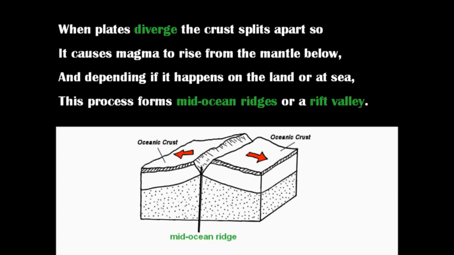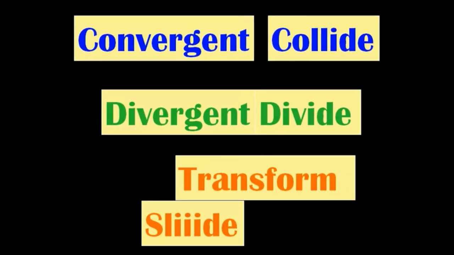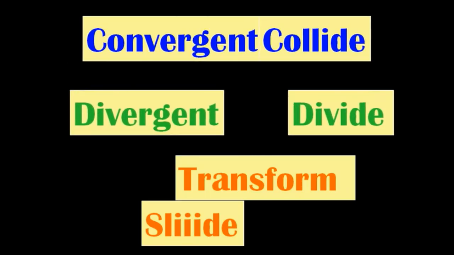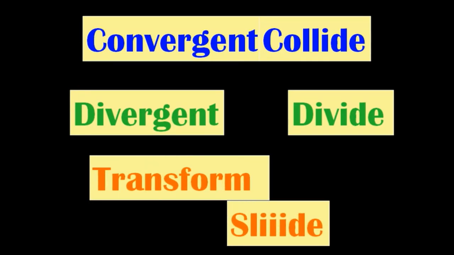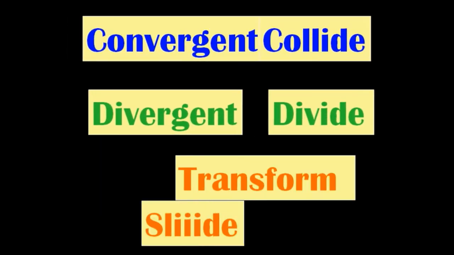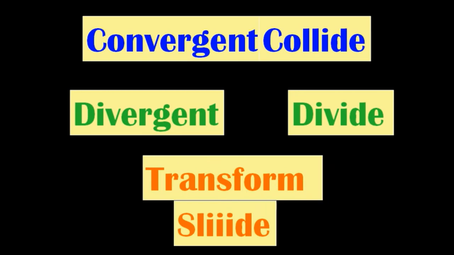When plates diverge, crust splits apart, so it causes magma to rise from the mantle below. And depending if it happens on land or at sea, this process forms mid-ocean ridges or rift valleys. Converge, collide, diverge, divide, transform, tectonic plate slide.